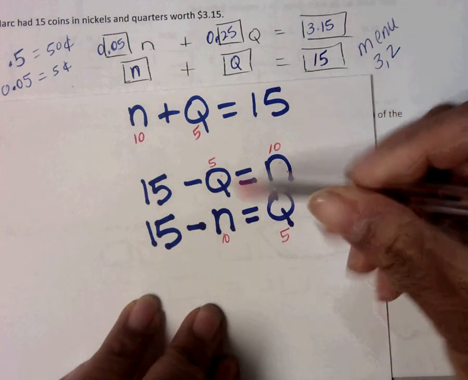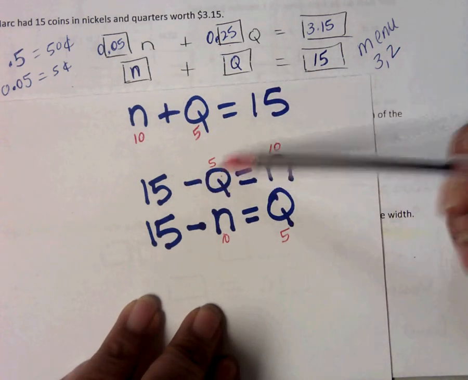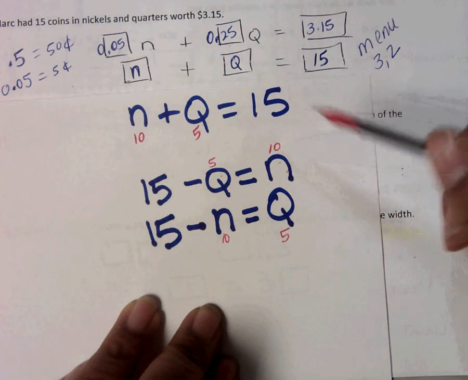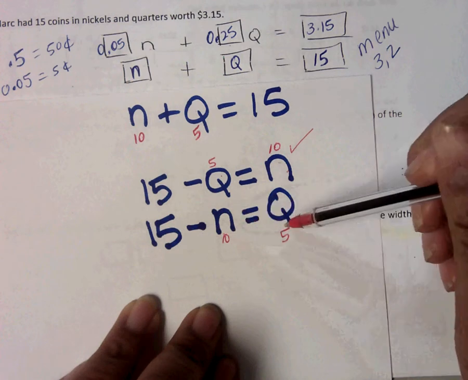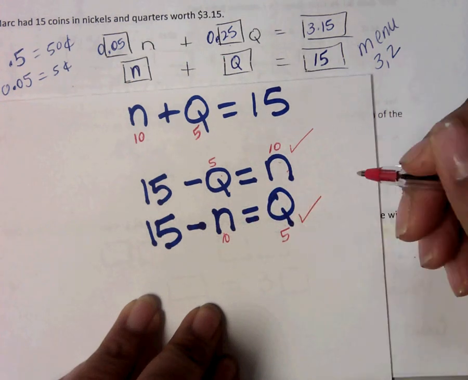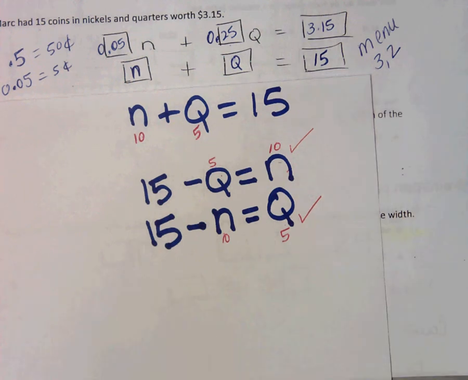Okay, now let's see. Does it work out? Is 15 minus 5 10? Yes, it is. Is 15 minus 10 5? Yes, it is. So what did we just learn? It works. So one more time.